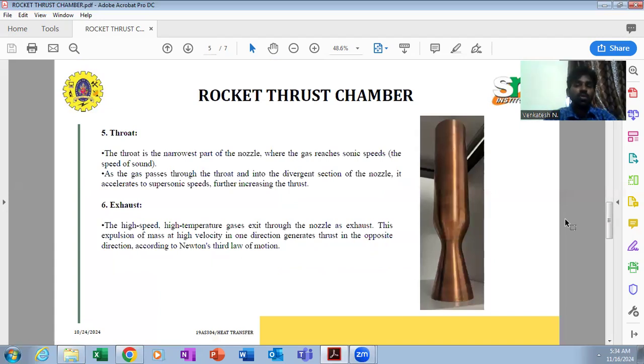Throat. The throat is the narrowest part of the nozzle, where the gas reaches sonic speeds. As the gas passes through the throat and into the divergent section of the nozzle, it accelerates to supersonic speeds, further increasing the thrust. The high speed, high temperature gases exit through the nozzle as exhaust. This expulsion of mass at a high velocity in one direction generates thrust in the opposite direction, according to Newton's third law of motion.